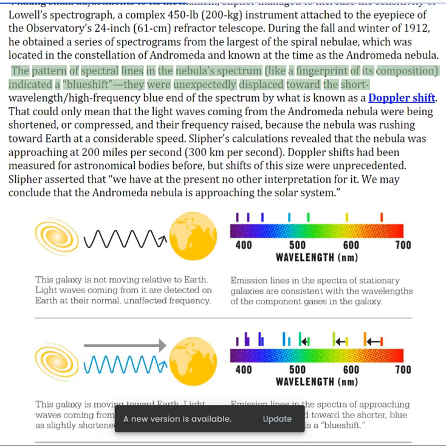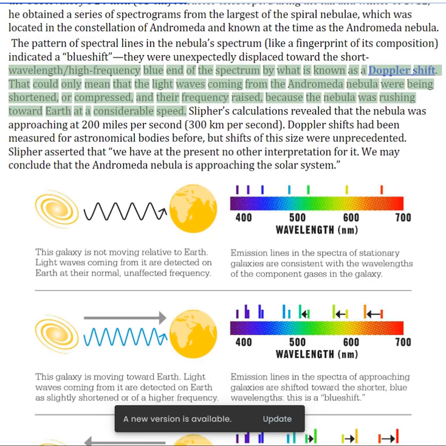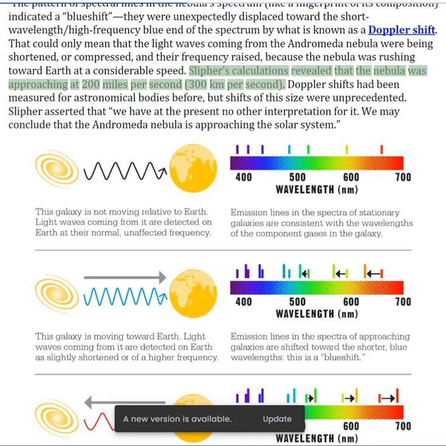The pattern of spectral lines in the nebula's spectrum indicated a blue shift. They were unexpectedly displaced toward the short-wavelength, high-frequency blue end of the spectrum by what is known as a Doppler shift. That could only mean that the light waves coming from the Andromeda Nebula were being shortened, or compressed, and their frequency raised, because the nebula was rushing toward Earth at a considerable speed. Slipher's calculations revealed that the nebula was approaching at 200 miles per second.